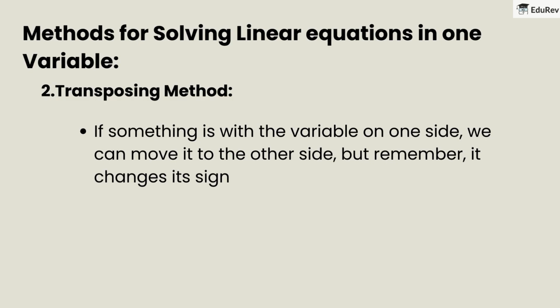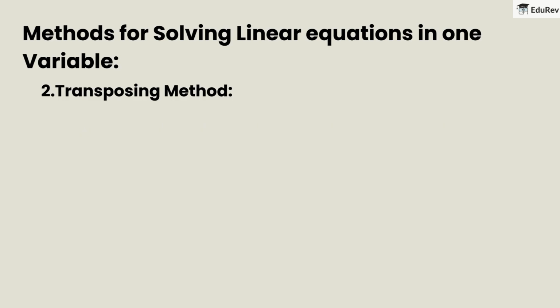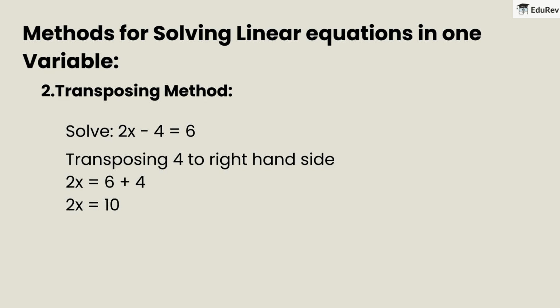Another method is the transposing method. This time, if something is with a variable on one side, we can move it to the other side, but remember, it changes its sign. For example, solve 2x - 4 = 6. Here, we will keep the variable on the LHS and move constants to the RHS. Transposing 4 to the right-hand side, 2x = 6 + 4, that is 2x = 10. Divide both sides by 2, we get x = 5.